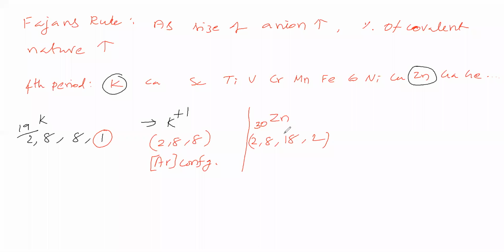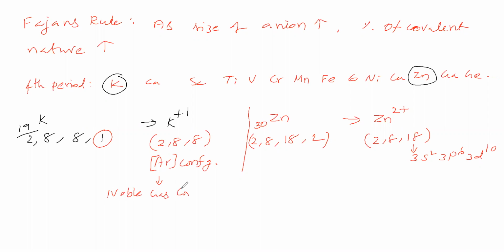Zinc comes under group number 2B. Therefore its valence is 2. So it can donate 2 electrons. Therefore it can show plus 2 charge. Its electronic configuration is 2, 8, 18. 2 means 1s2, 8 means 2s2, 2p6, 18 means 3s2, 3p6, 3d10. Okay.